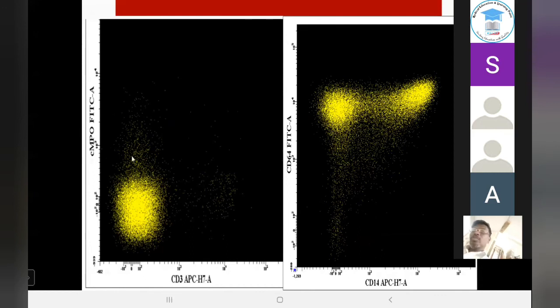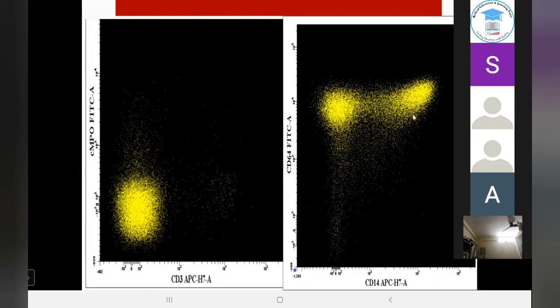MPO is positive and CD3 is negative. Whereas in the next case, MPO is negative here. Just have a look at the MPO. The entire population is negative. It does not have an MPO. But when we look at the 64 and 14, what is it that you see? The entire 64 population is 64 positive, and out of it there is a smaller population which is also 14 positive.